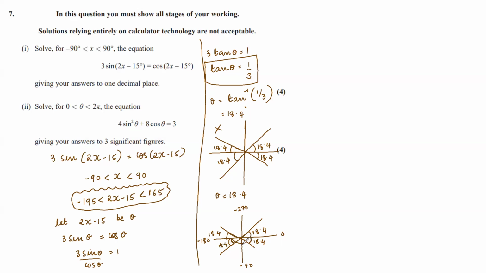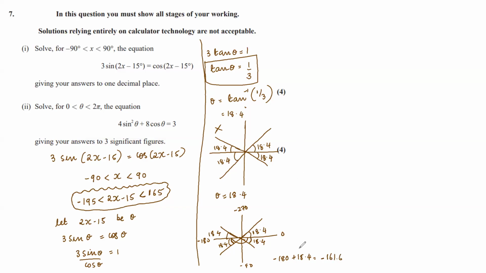So in the fourth quadrant, tan is negative. So tan is positive in the third quadrant. So this is minus 180 plus 18.4. So minus 180 plus 18.4 will give us minus 161.6. Minus 161.6 will be the approximate answer here.